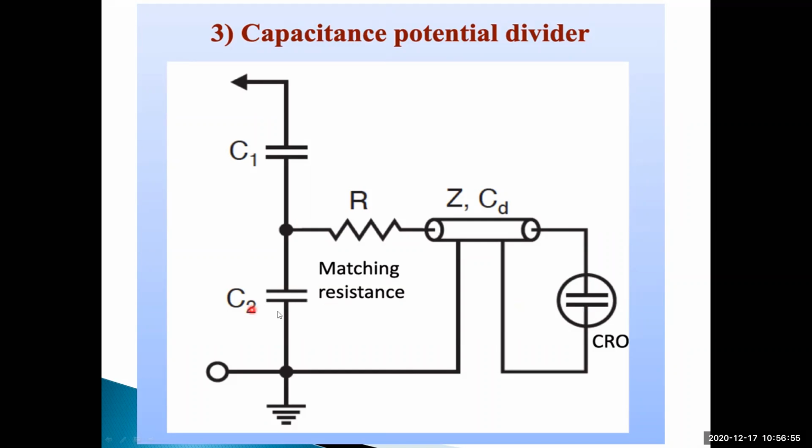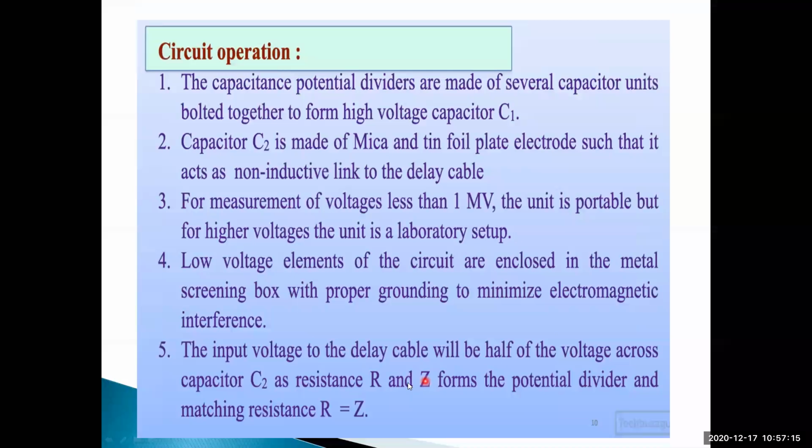Only V voltage across the capacitor, whatever voltage appears across the capacitor, can be easily measured by using the CRO. Otherwise, 2V voltage appears. So that's why we have to maintain the input of the delay cable at V by 2, then the actual voltage V is measured by using the CRO. That is the concept. Understood? This is very important. Maybe they may ask like this in 2 marks questions.